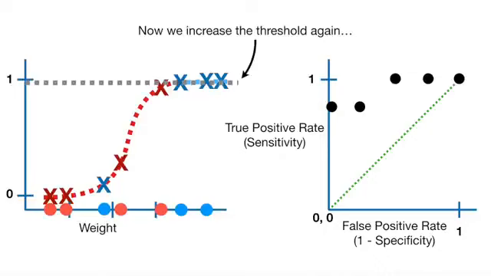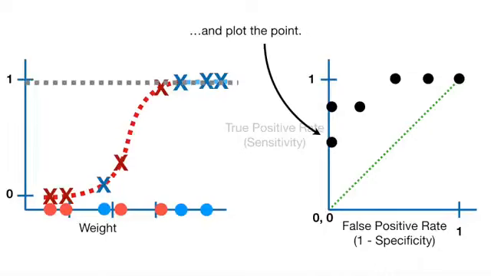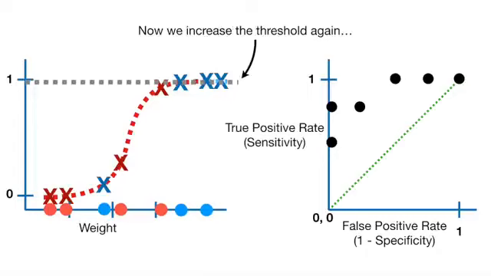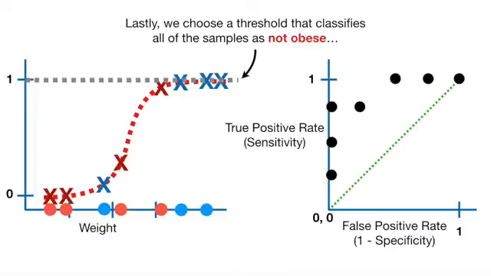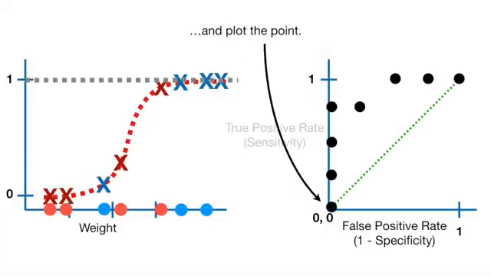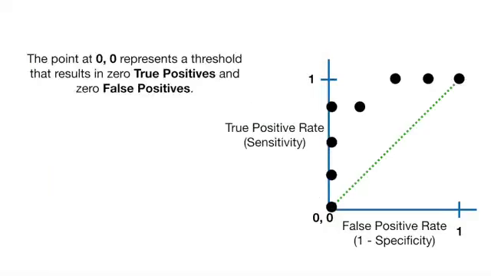Now we increase the threshold again and plot the point. Now we increase the threshold again and plot the point. Lastly, we choose a threshold that classifies all of the samples as not obese, and plot the point. The point at 0, 0 represents a threshold that results in 0 true positives and 0 false positives.